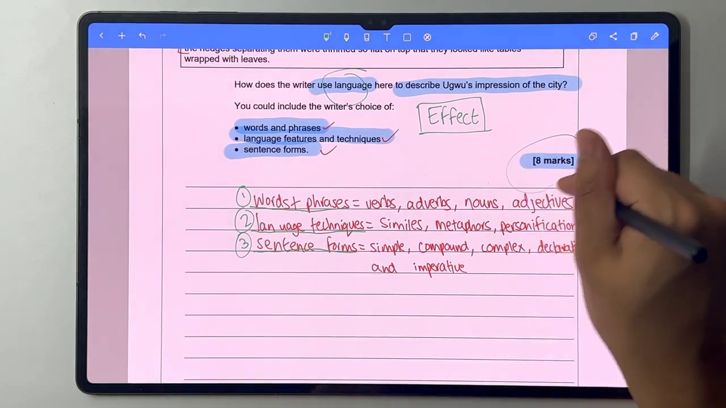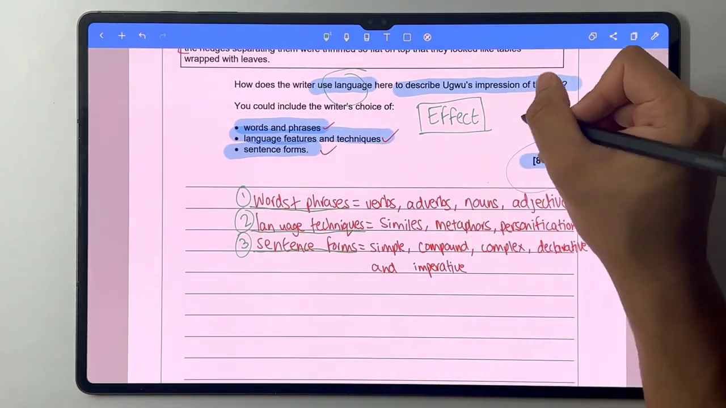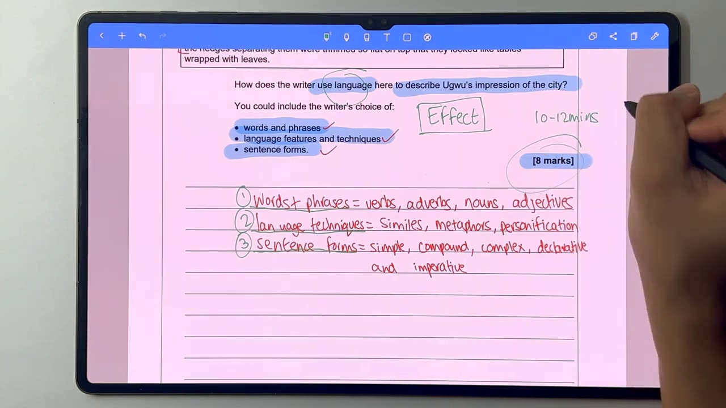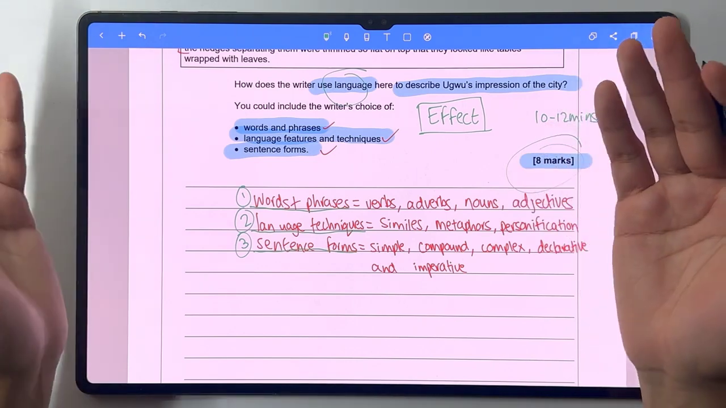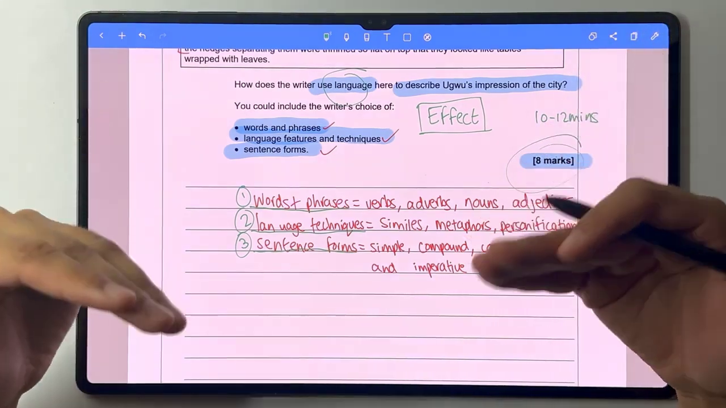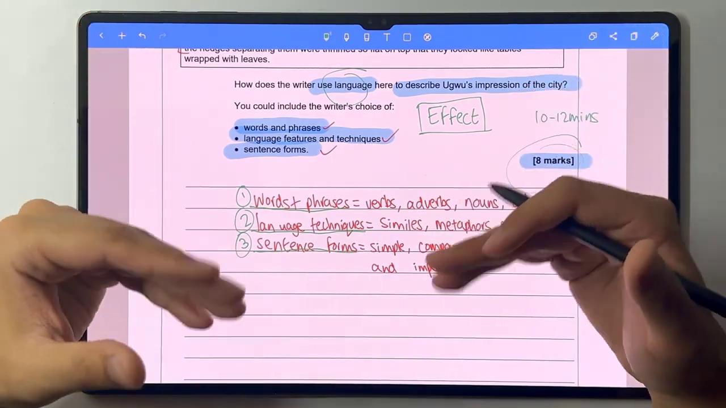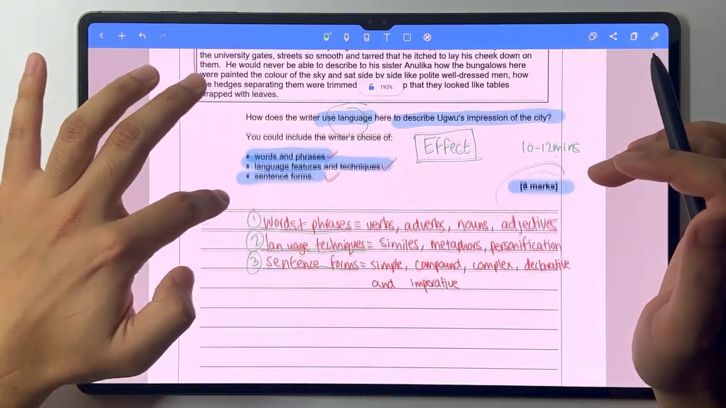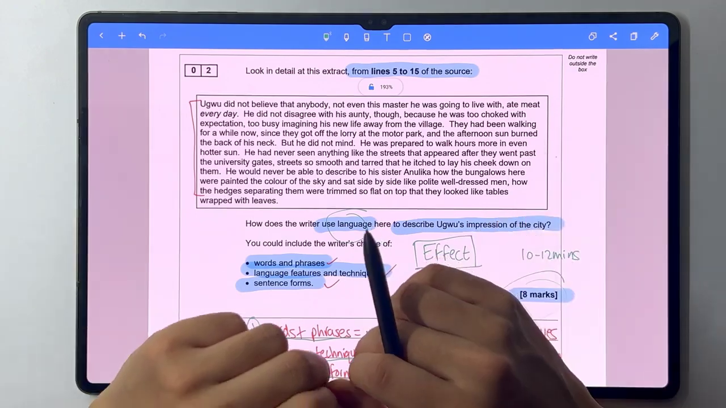And as it's 8 marks, you should be looking to spend roughly, I would say, 10 to 12 minutes on this question. And again, potentially 2 to 3 petal paragraphs, or 2 to 3 peel paragraphs. And that takes us towards the end of the video for question 2, language paper 1.